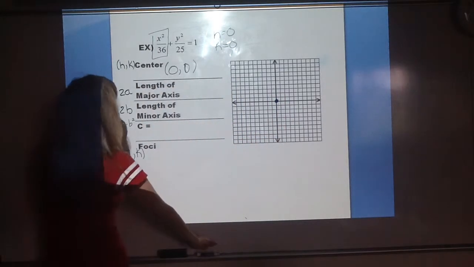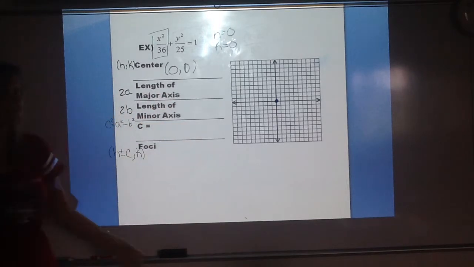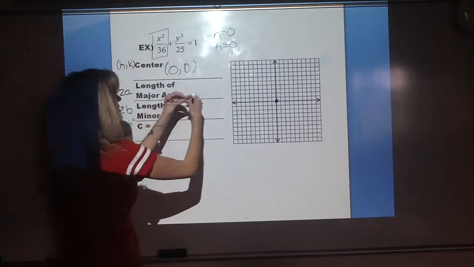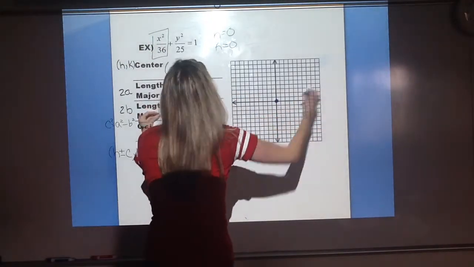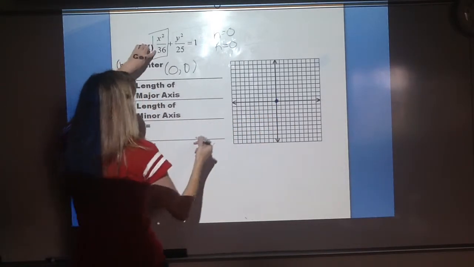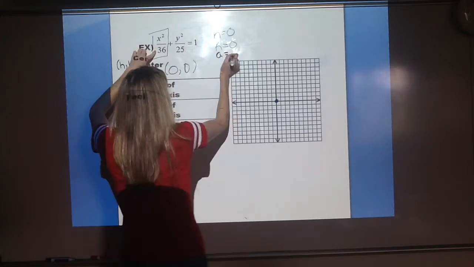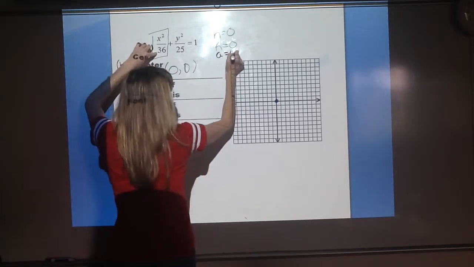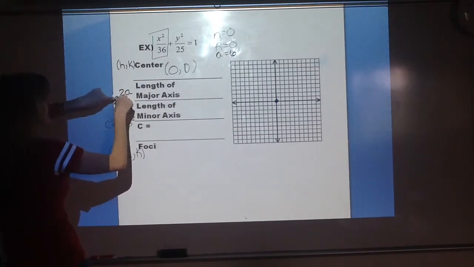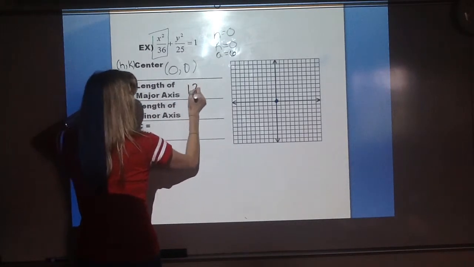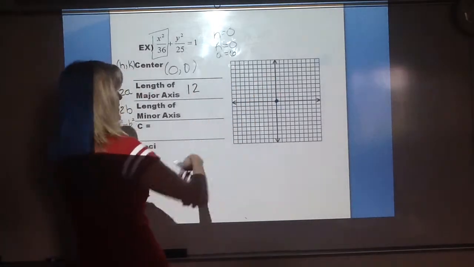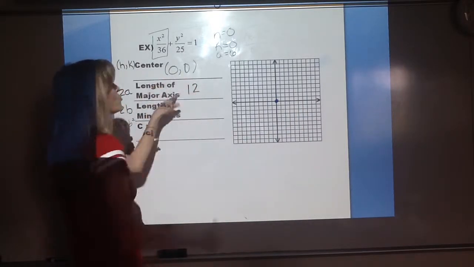Next, I need to determine the length of my major axis. Well, where's my major axis? Here. That's where it's determined because that's my bigger denominator. So my major axis is going along the x-axis, or parallel to the x-axis if it's not the x-axis. So I need to figure out a. A is the square root of this denominator, so a is 6. The major axis is 2 times a, so the major axis is 12. That's how many units it is all the way from left to right.